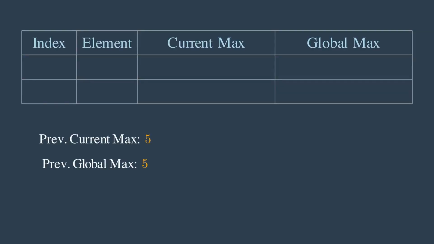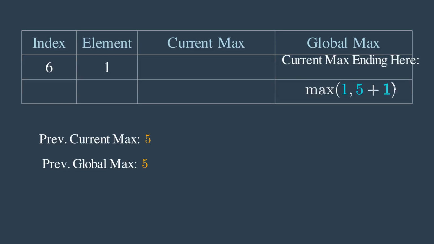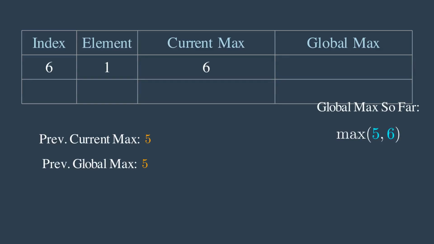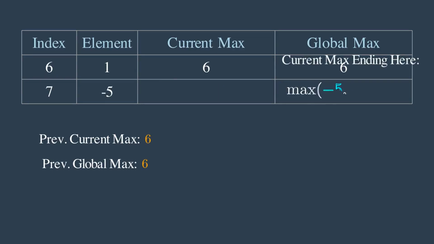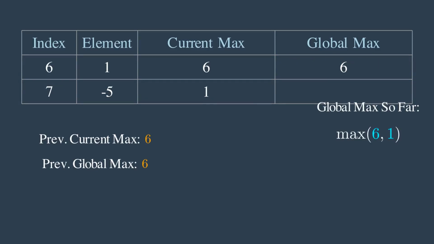Index 6, element is 1. Current max ending here equals max 1, 5 plus 1 equals max 1, 6 equals 6. Global max so far equals max 5, 6 equals 6. Index 7, element is -5. Current max ending here equals max -5, 6 plus -5 equals max -5, 1 equals 1. Global max so far equals max 6, 1 equals 6.